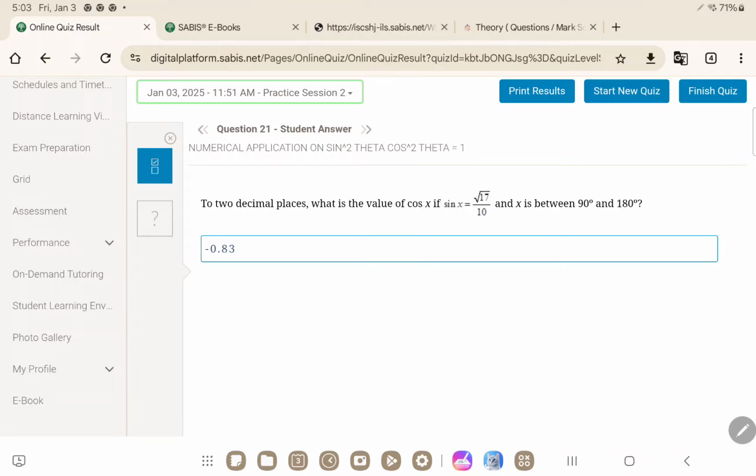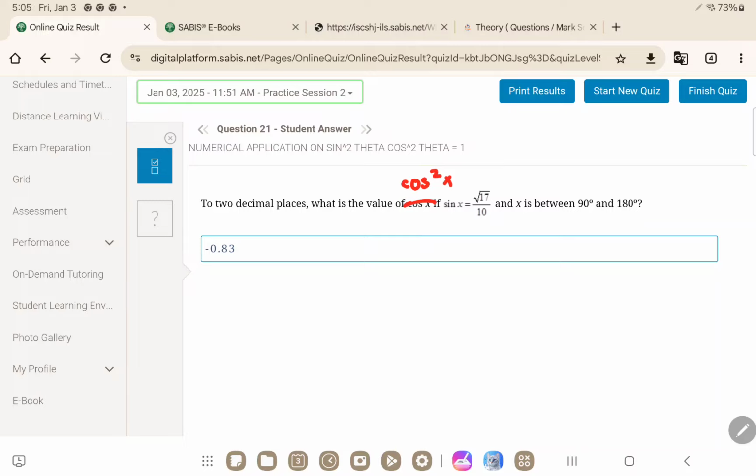I'm pretty sure that the question itself is wrong, or they're asking for the wrong thing. I think they want us to find cosine squared x, not cosine x, because otherwise we can't really solve it. So they want 2 decimal places. What's the value of cosine squared x if sine x is this and x is between 90 and 180?